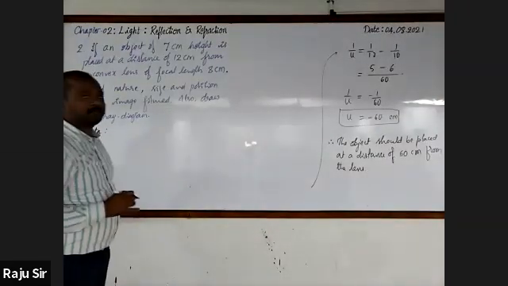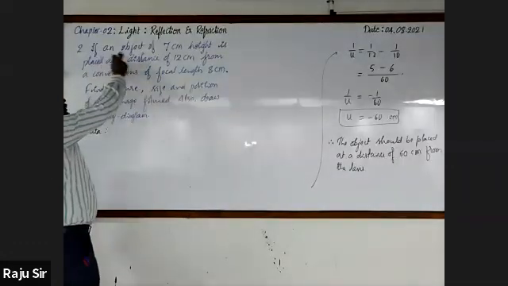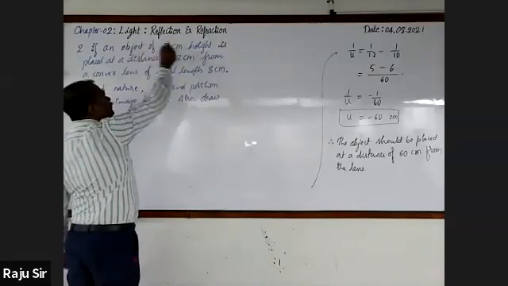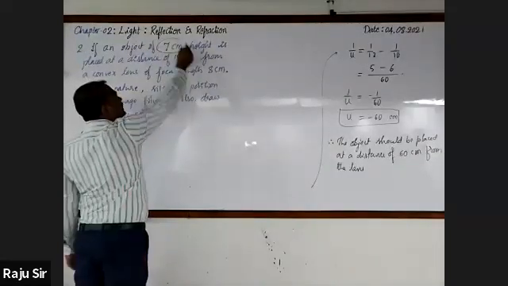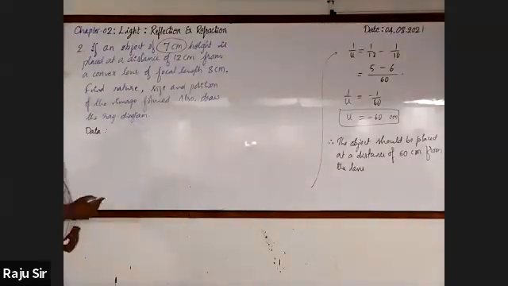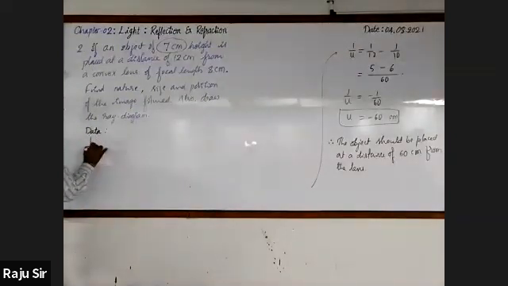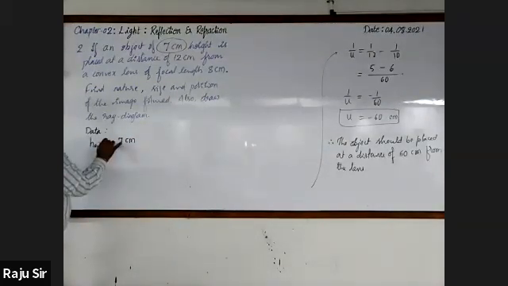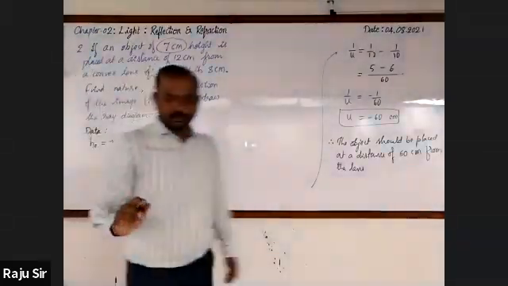First, the data. Once you go through the statement, go on writing. If an object of 7 centimeter height, what does it represent? H object, 7 centimeter. Positive or negative? Positive.